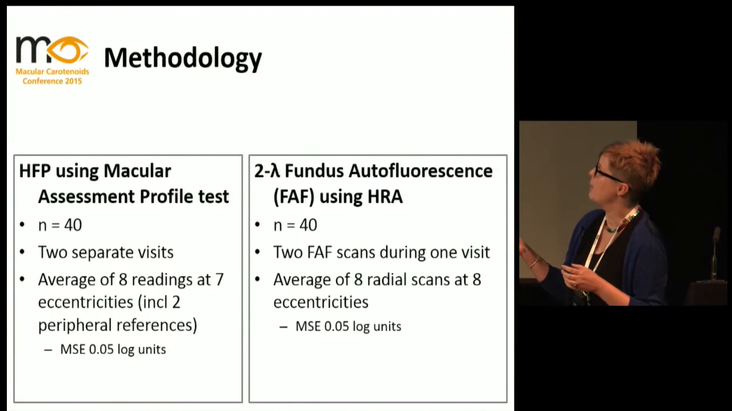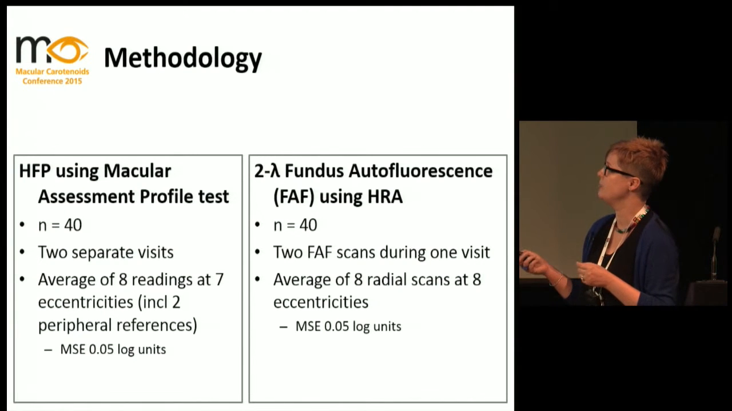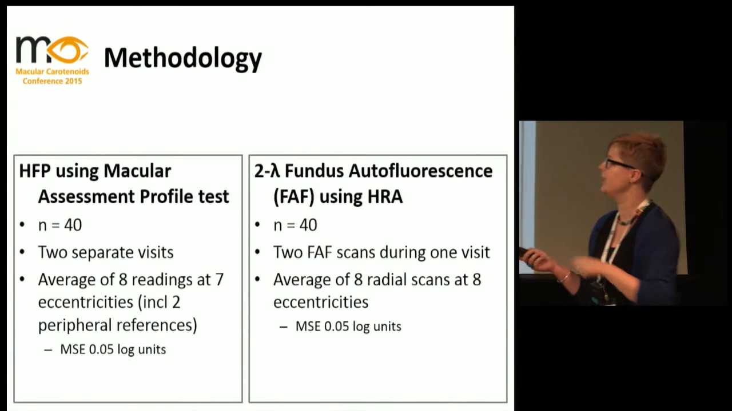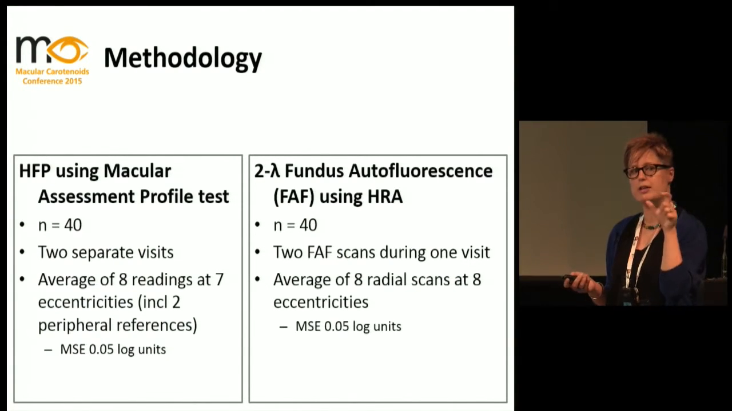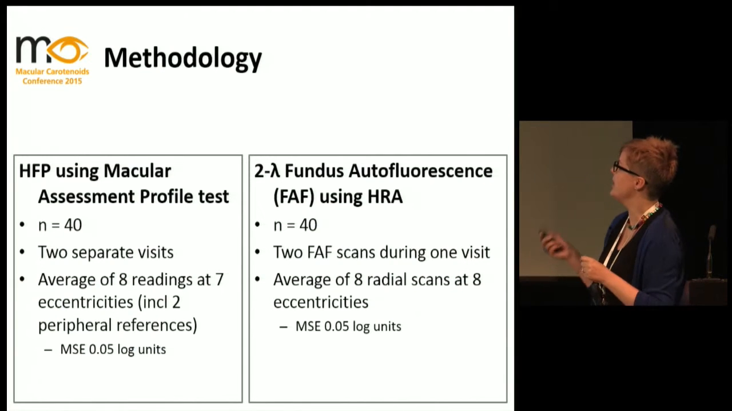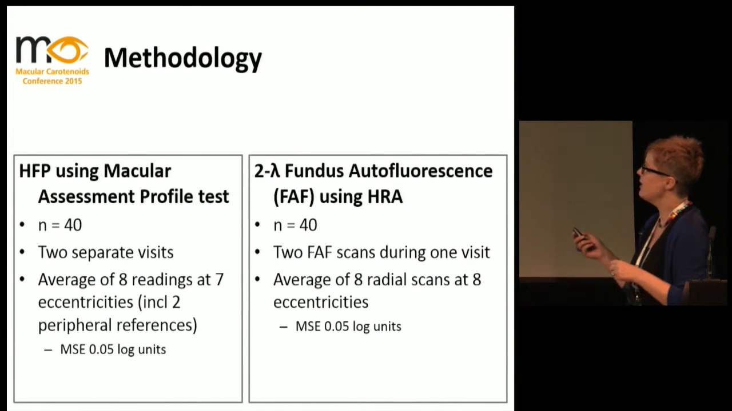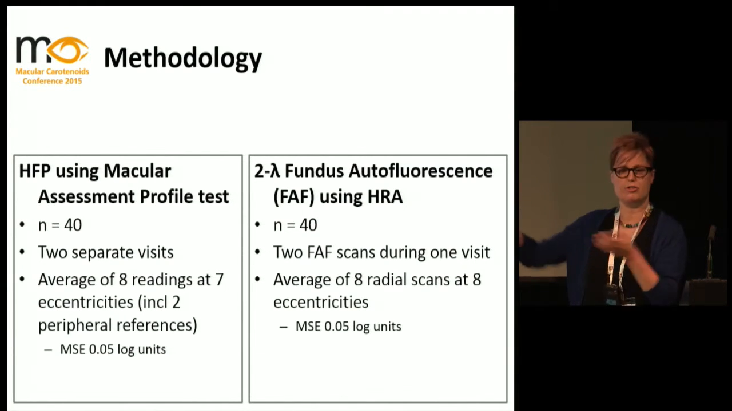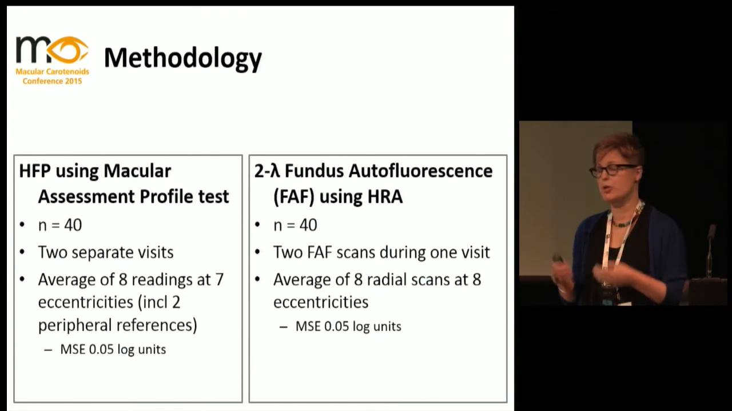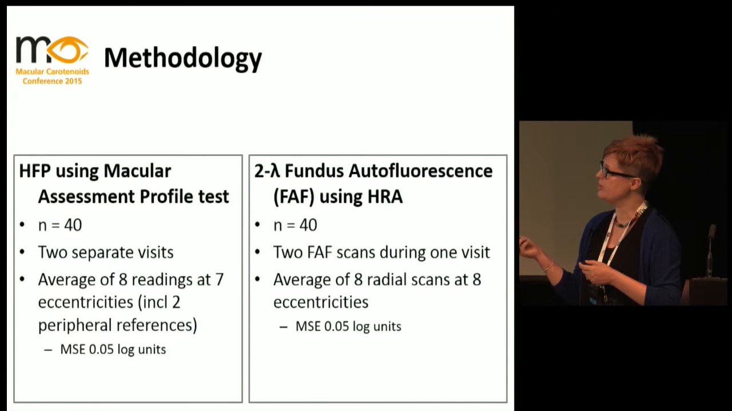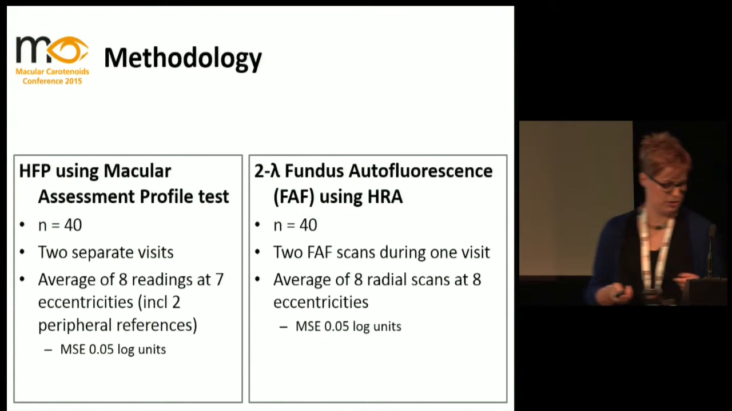The macular pigment represented by our macular assessment profile test, based on HFP, is an average of 8 measurements at each eccentricity, and we included 7 of those, of which 5 are central. And when we look at the fundus autofluorescence, the macular pigment is represented by an average of 8 radial scans. Obviously you can use any eccentricity, but we wanted to include eccentricities that were very similar to the HFP, so we could compare our objective profiling system. And just a small point here, we wanted to show that the mean standard error of all of these macular pigment readings at all these eccentricities was identical between the two instruments.